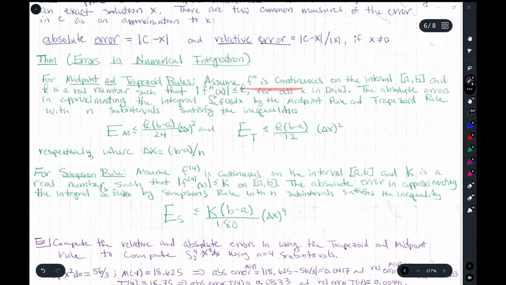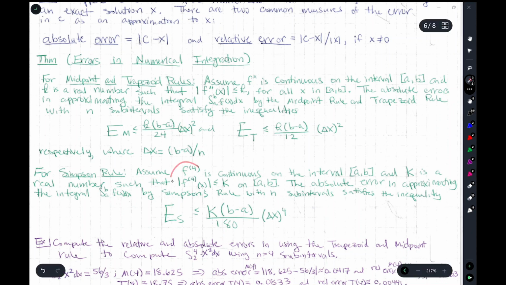We did make an assumption that the second derivative is continuous and also bounded. But the nice thing is we now have a way to bound our errors, and we know that if we keep using more and more subintervals, then our errors should get smaller and smaller. And that's really important to say.